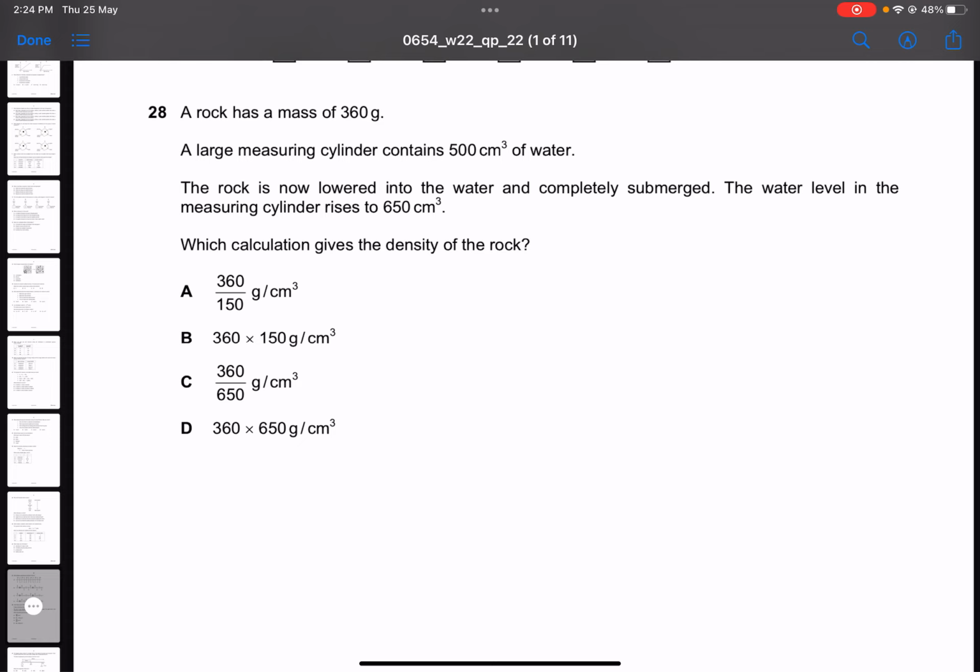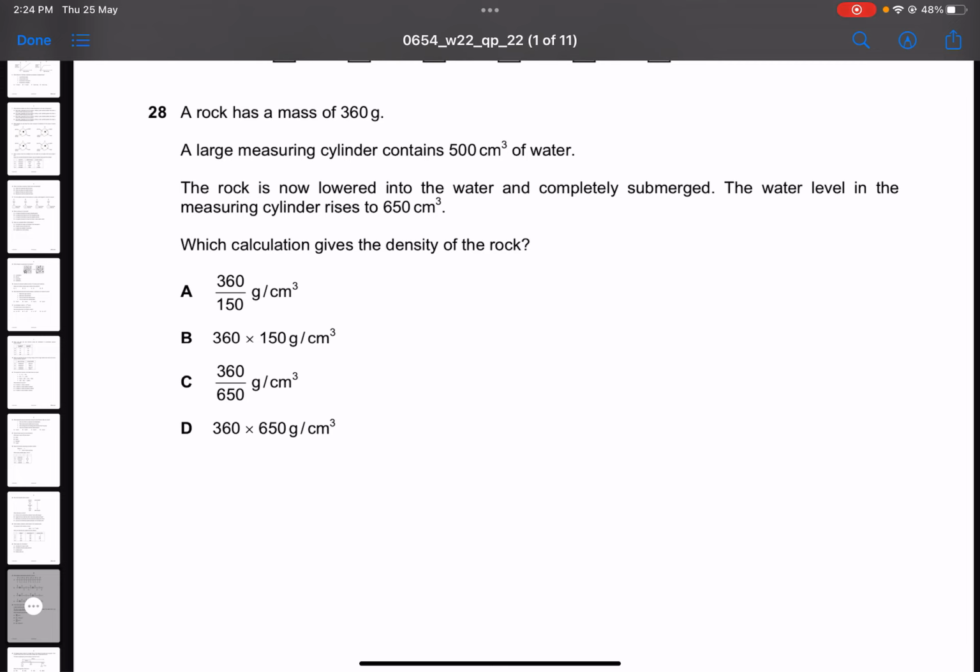Question number 28. The rock has a mass of 360 grams. A large measuring cylinder contains 500 centimeter cube of water. The rock is now lowered into the water and completely submerged, so it's inside the water now completely. The water level in the measuring cylinder rises to 650 centimeter cube. Which calculation gives the density of the rock?